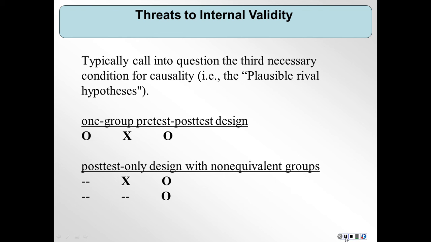The first weak design is the one-group pretest post-test design, which is the first of the two shown on the slide. As you'll know from your readings, the O in the design refers to an observation, the X to a treatment, and the next O to another observation. So we have an observation of a group, we treat the group, we observe them again. So we have a pretest and a post-test.